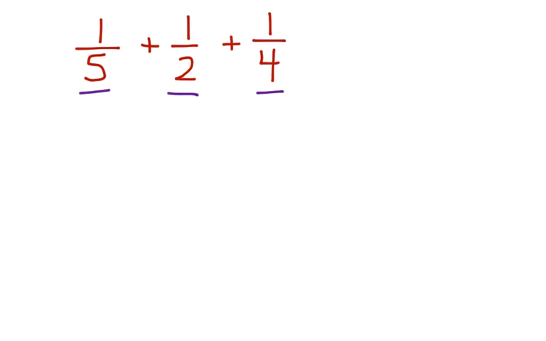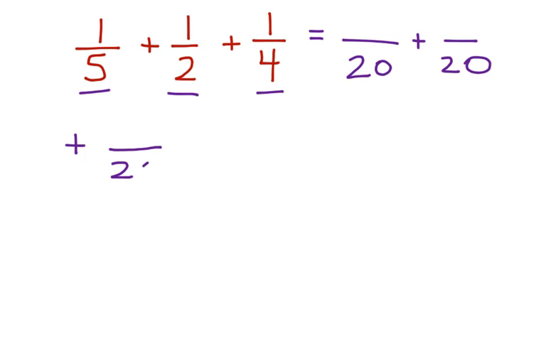Here's the problem once again. 1/5 plus 1/2 plus 1/4. Now let's think about what is the lowest common denominator between 5, 2, and 4. What do they all have in common? It isn't 10. It isn't 15, but 20 will work for all three rational numbers. So we can rename all three of these into 20ths.